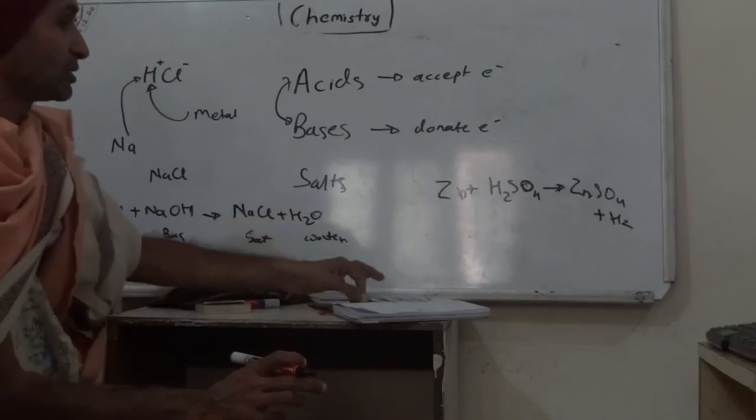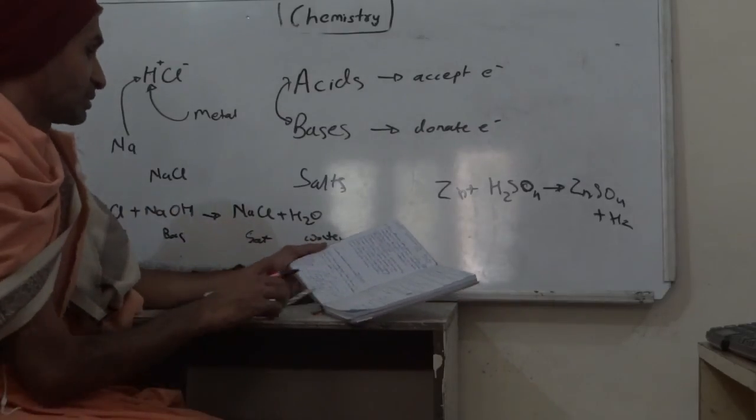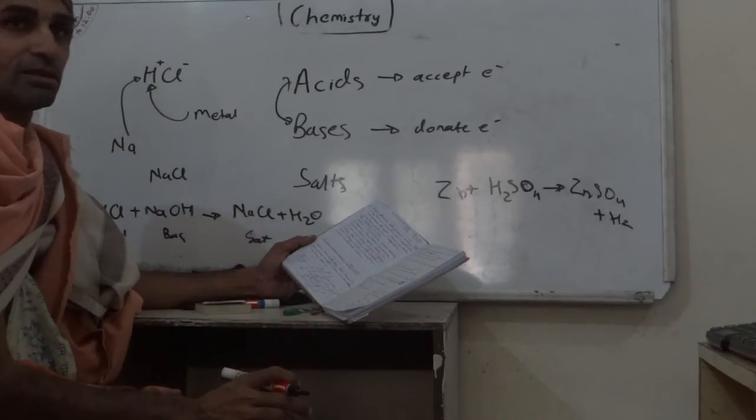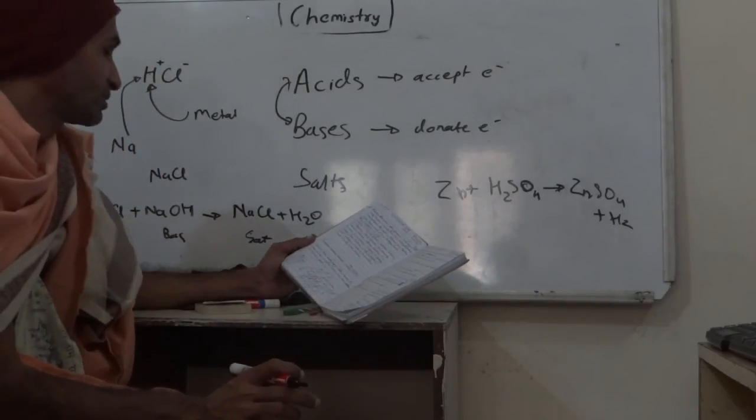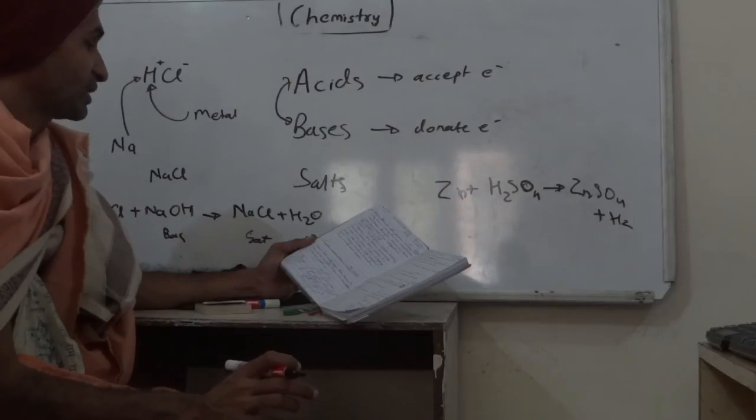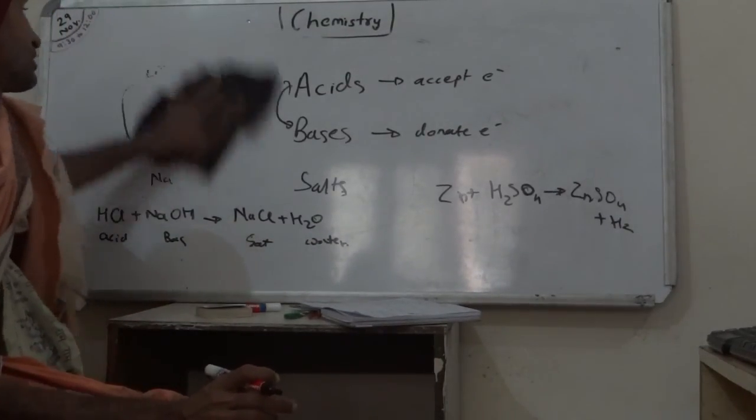So the salts which are formed by combination with chlorine, from HCl, hydrochloric acid, are called chlorides. The salts formed from sulfuric acid are called sulfates. The salts formed from nitric acid are called nitrates. Like that, different names are there for the salts.